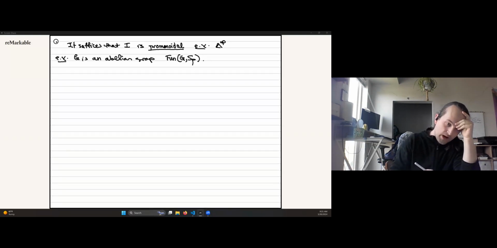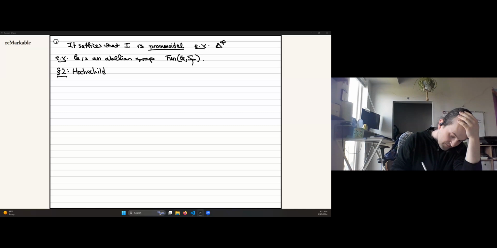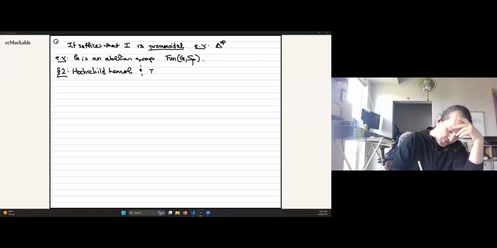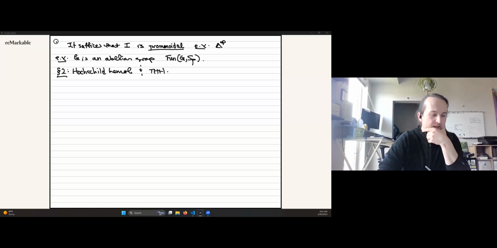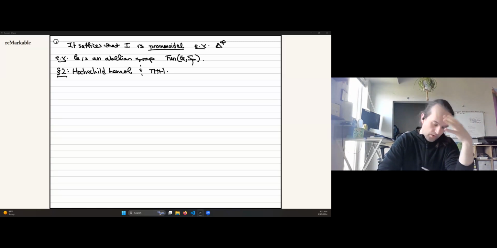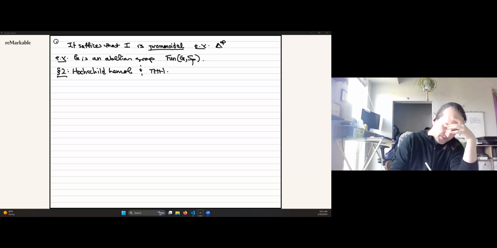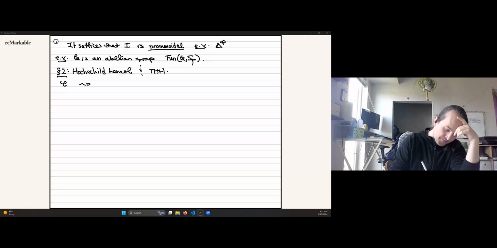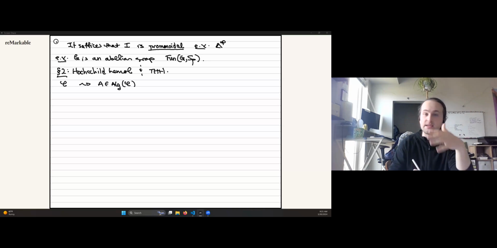So now I want to talk a little bit about Hochschild homology and THH, I'll say. So here's basically how I want to set things up. For the following definition, we're going to fix some nice symmetric monoidal category C, and we're going to think about some algebra in this symmetric monoidal category. And algebra, of course, means E1 algebra or coherently associative algebra.